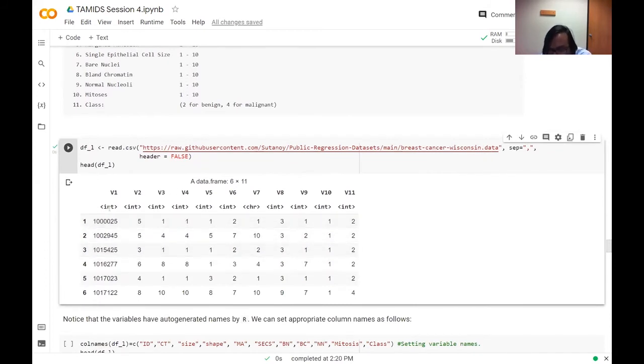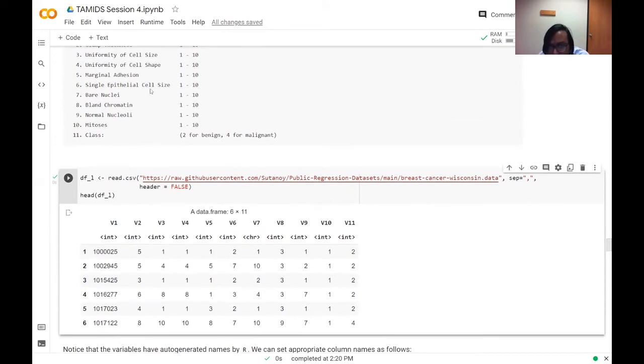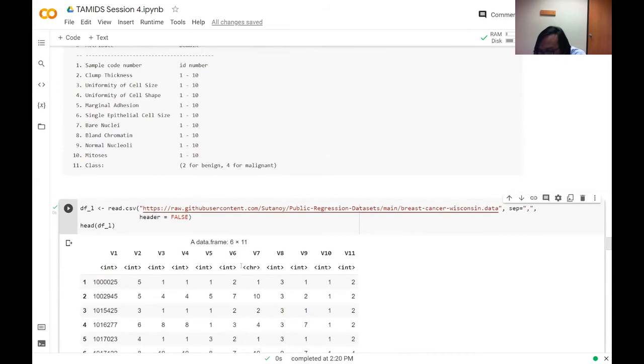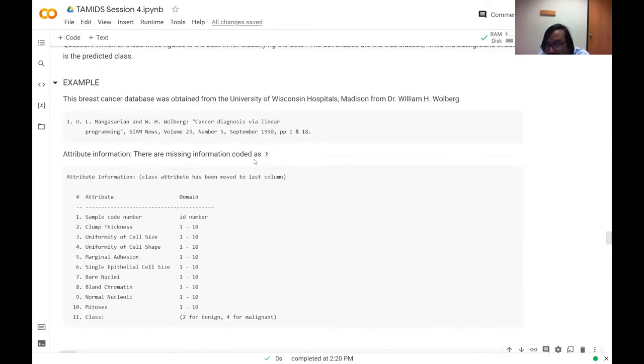However, if you look at the data types of each of these variables, you notice that the seventh variable is of type character. And you might wonder why, because the seventh variable, bare nuclei, is supposed to be numerical. So why is it stored as a character variable? Well, that's because there is missing information that has been coded as question marks in this particular data set.